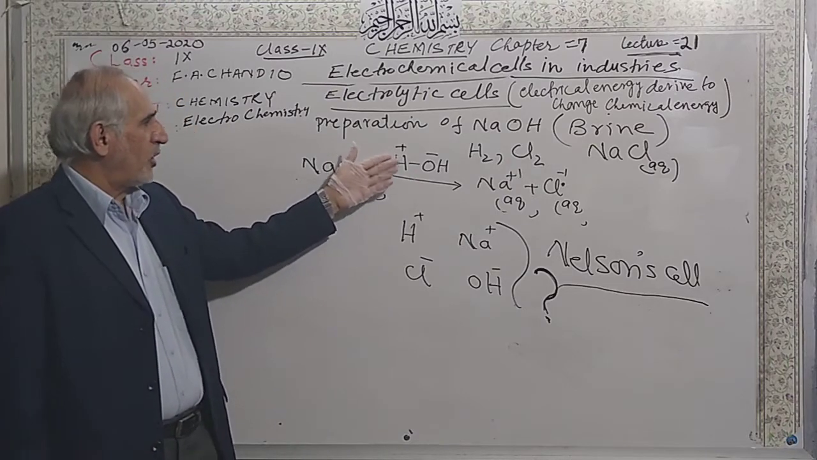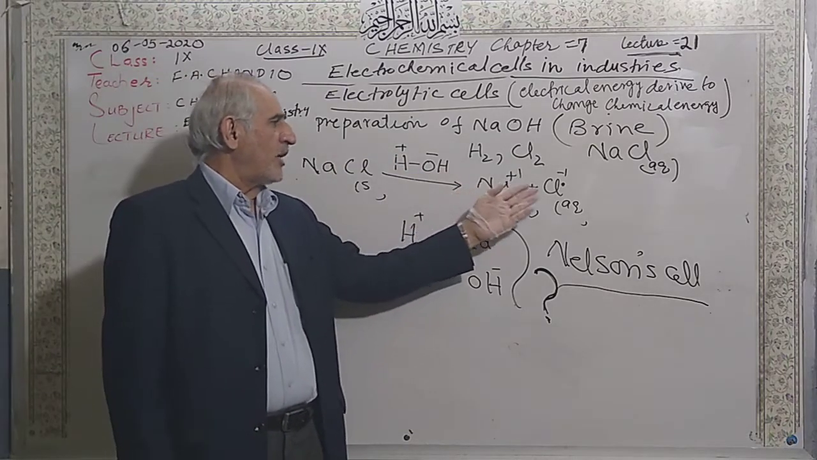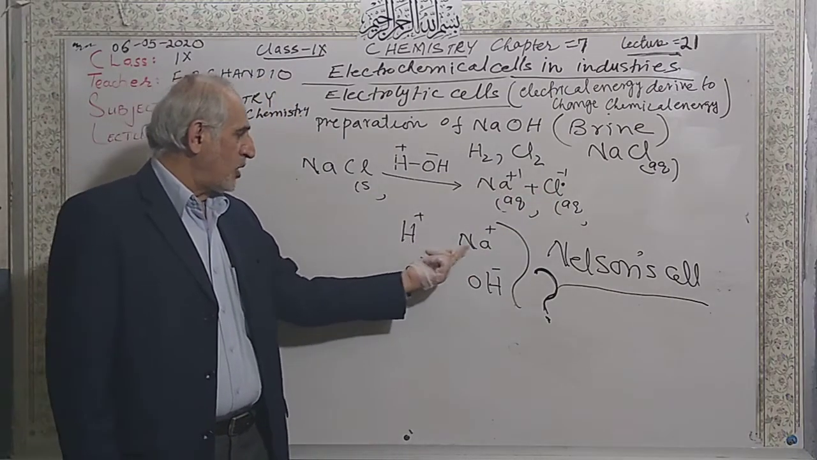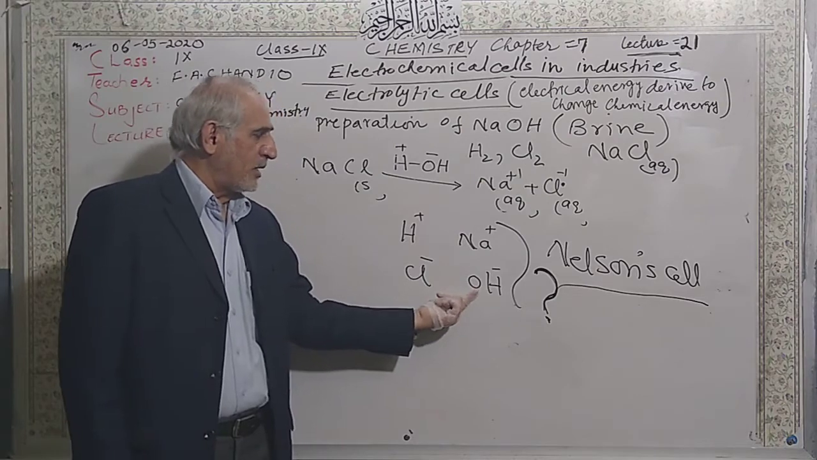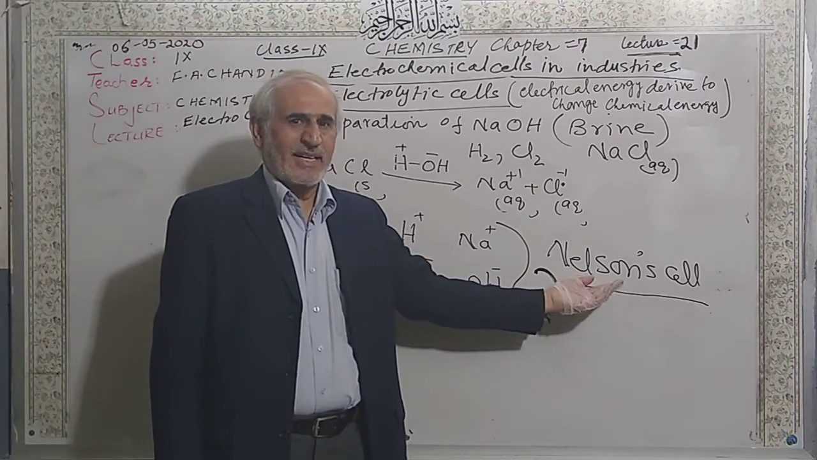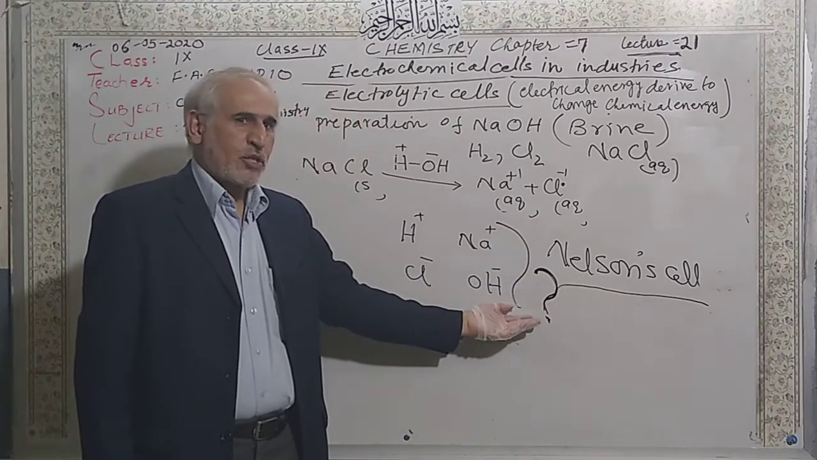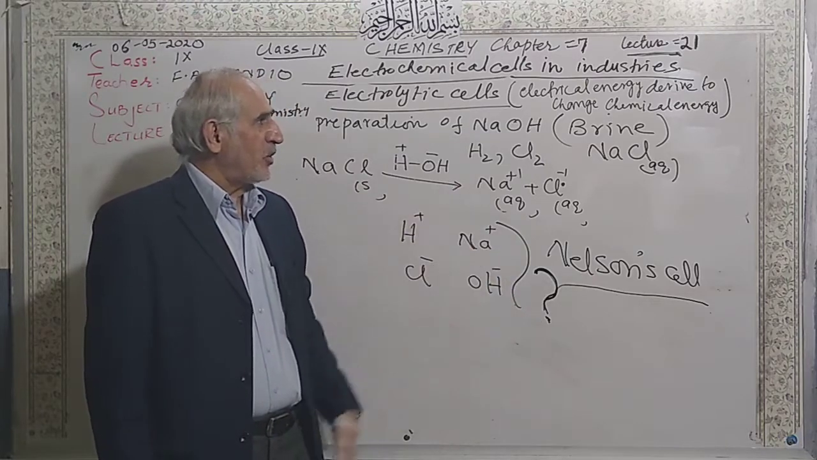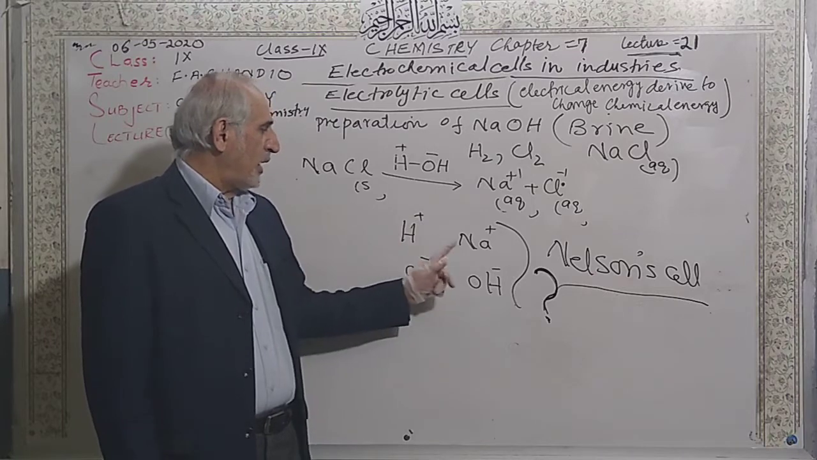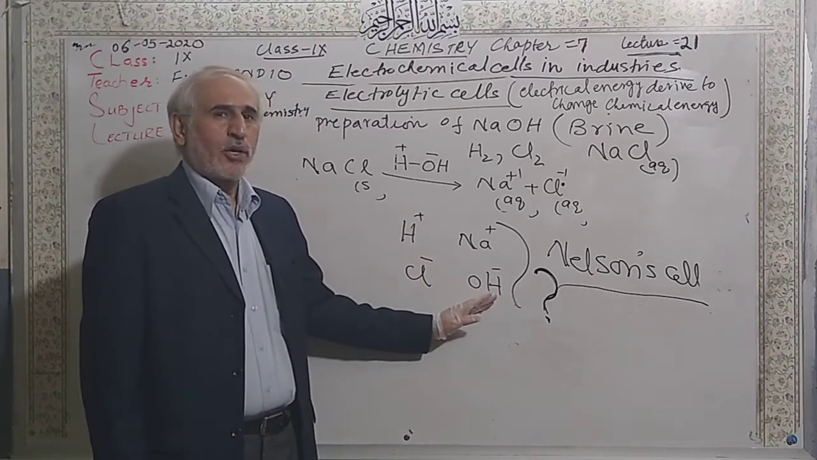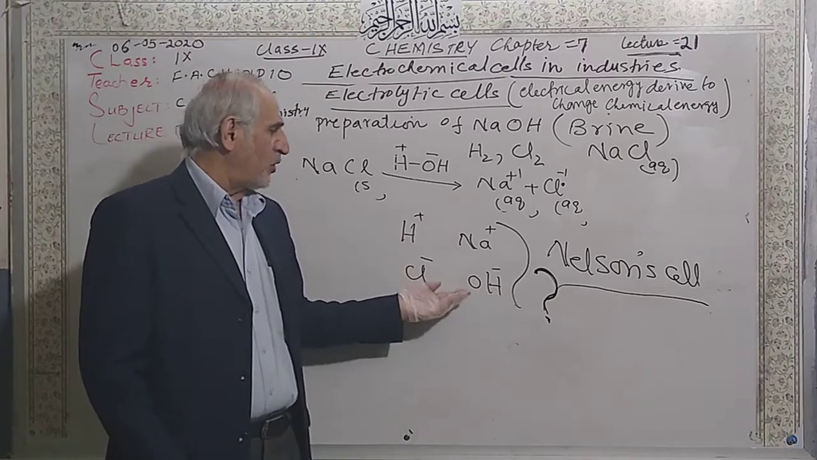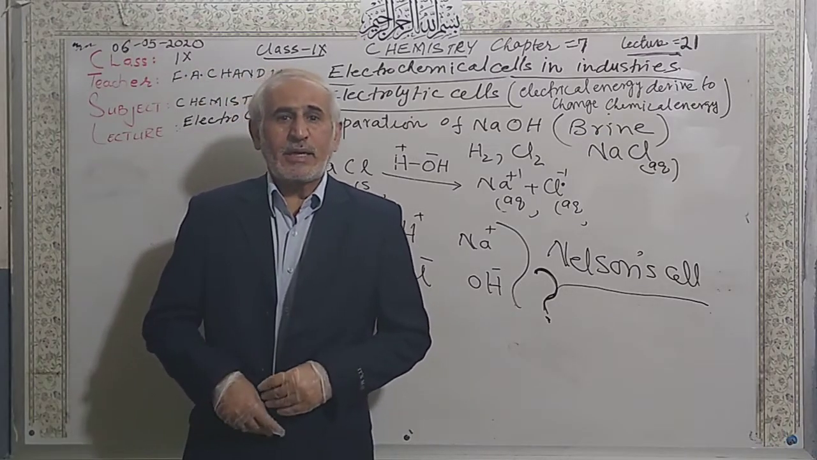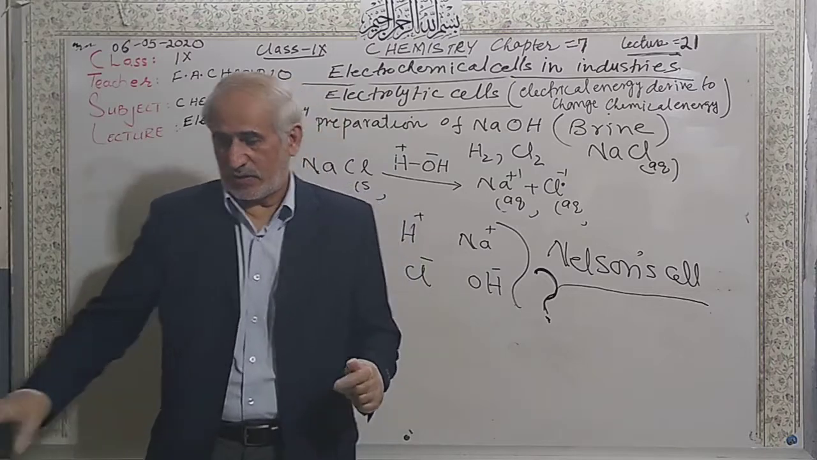Water also gives hydrogen ions and hydroxyl ions. Sodium ions and chloride ions are going to be formed. So you have four ions: hydrogen ions, sodium ions, chloride ions, and hydroxyl ions. This cell is called a Nelson cell. I put question marks in lecture number 20: which ion from the positive and which ion from the negative are going to be collected at their electrodes? So we have to discuss this one.